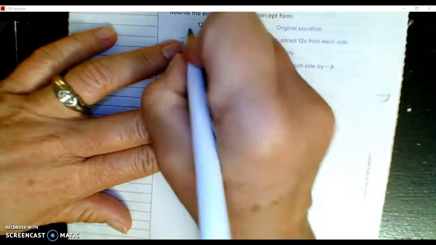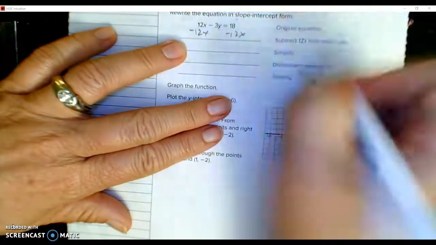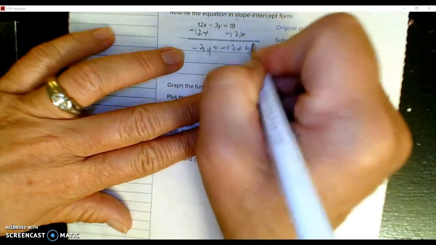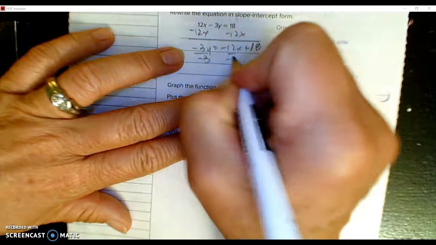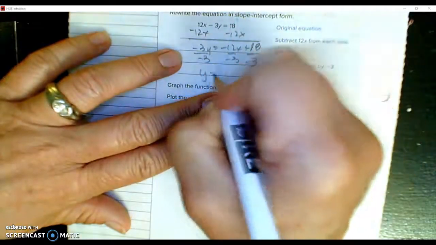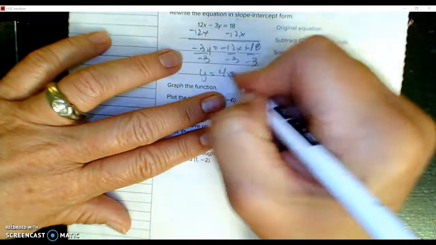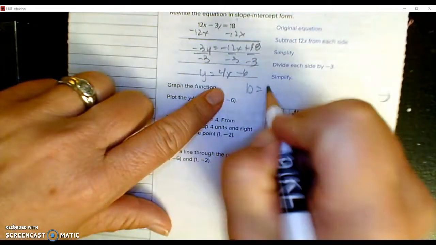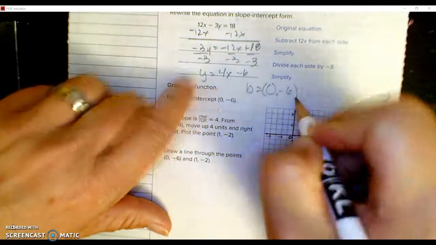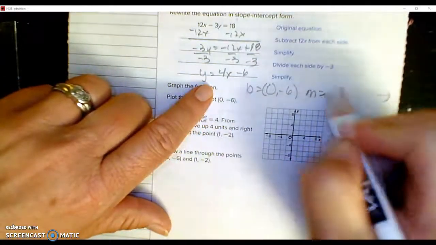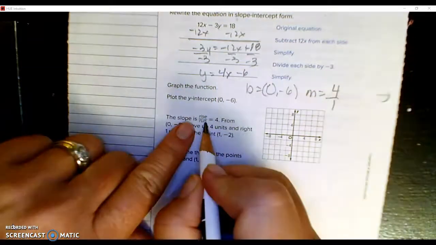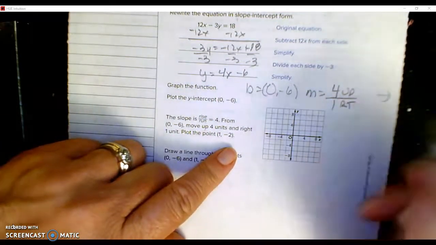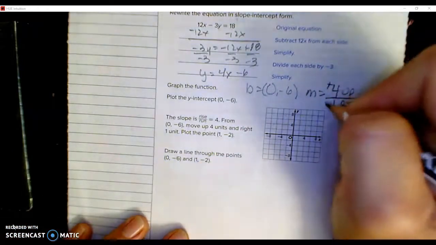So I'm going to subtract 12x from both sides. So I get negative 3y equals negative 12x plus 18. Divide everything by negative 3. y will equal 4x minus 6. Okay, so my b is 0, negative 6. My m is 4 over 1. You'll know they did the rise over the run. So I'm going to go 4 up and 1 to the right. Write that down there. It's plus 4 up, plus 1 to the right.